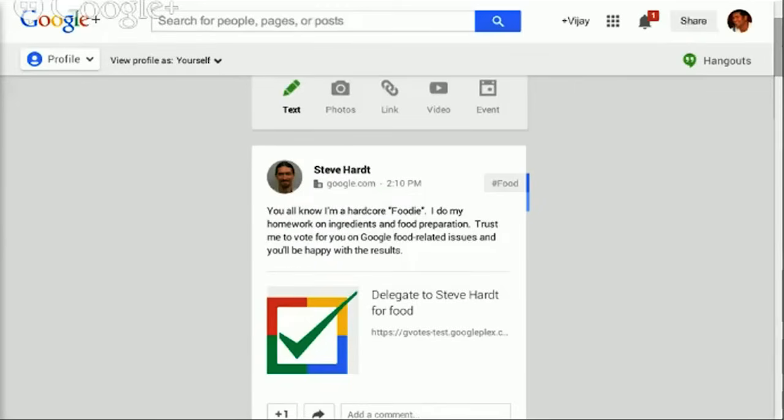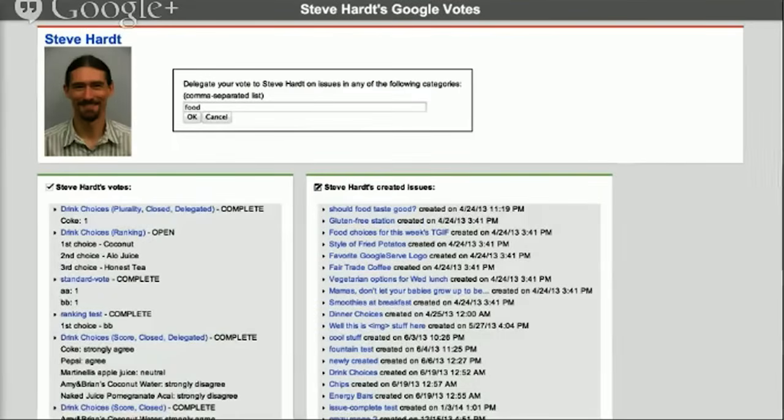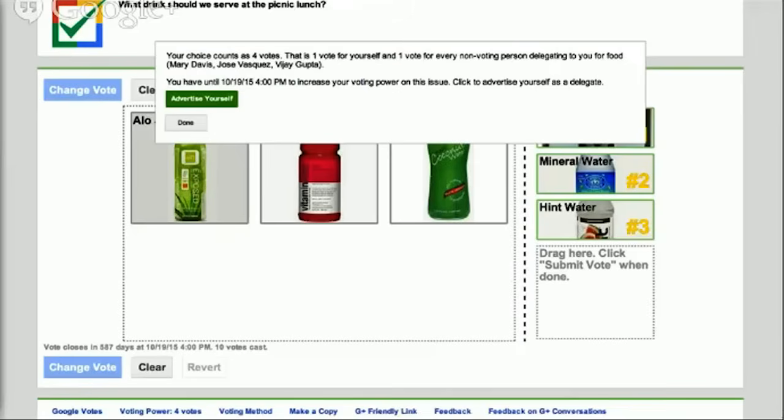They click on it, and from that they can see the delegate's voting record, and they can click on some of the issues the delegate voted on, and see, hey, do I want to trust this person with my food vote or not? Okay, so they delegate. And now we go back to the delegate's view.